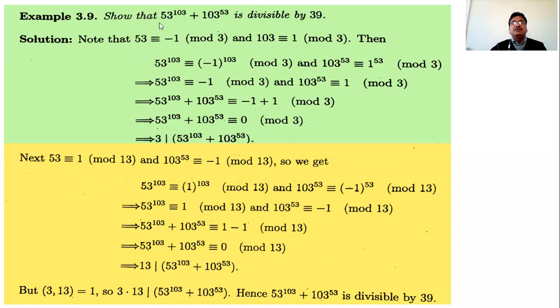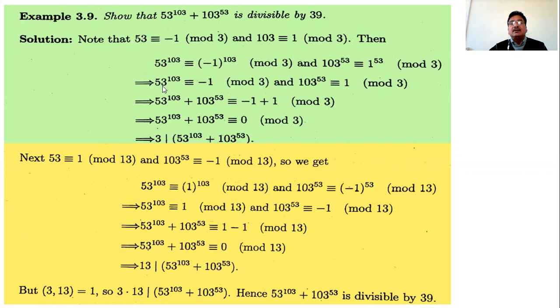So we take 53 at this place, and it is congruent to minus 1. By using trial and error we find this minus 1. And 103 is congruent to what modulo 3? Does 3 divide 103? No, 3 does not divide 103, but 3 divides 103 minus 1. So here we put 1, and then take the 103 power of both sides: minus 1 raised to 103. Next step, minus 1 raised to an odd power is minus 1, and here we also take the 53 power of both sides. 1 raised to 53 is 1.